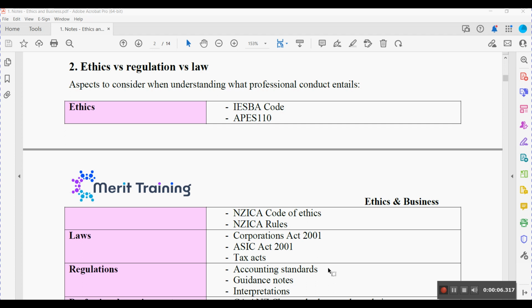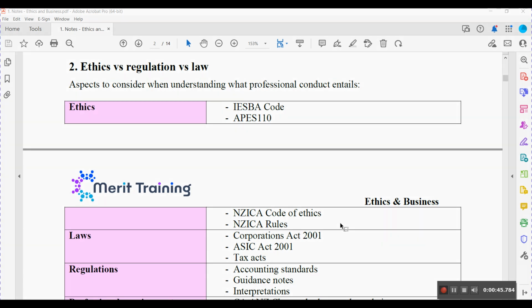In this chapter we talk about ethics versus regulation versus law. So here are some aspects to consider when understanding what professional conduct entails. So ethics: the relevant codes, frameworks and rules that we need to consider as part of this are the IESBA Code, the APES 110, and if you're in New Zealand, the NZICA Code of Ethics and the NZICA rules.